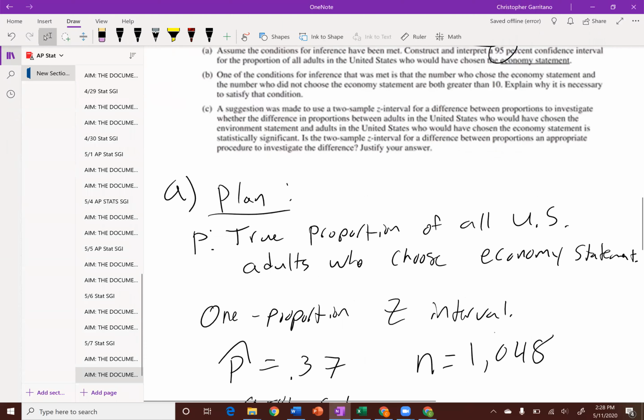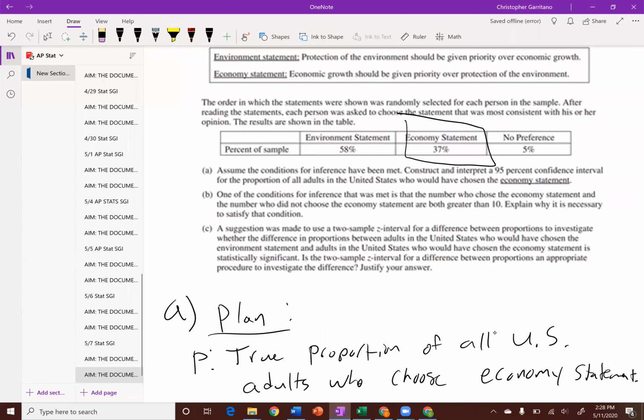Now part B is very interesting for a couple of reasons. One of them, really the main reason, is I feel like this is definitely a type of question that you could potentially see on the exam this month, where they ask you why we check a certain condition. So in this case, they're asking you, why is it that we need to check the success failure condition?